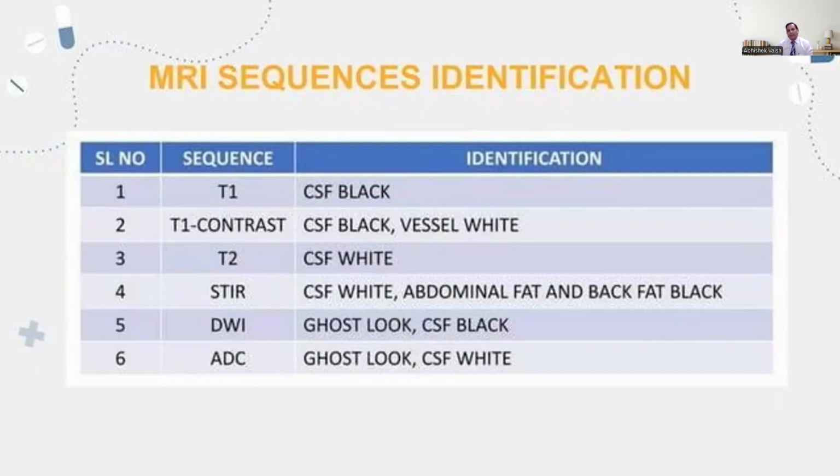So again, CSF will look black on T1, CSF will look white on T2. In T1 contrast, the CSF looks black, but the blood vessels will look white. STIR sequence, DWI and ADC again are not available in most of the centers, so we'll not discuss them.